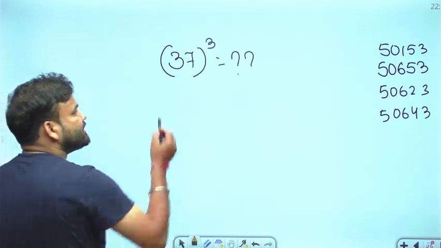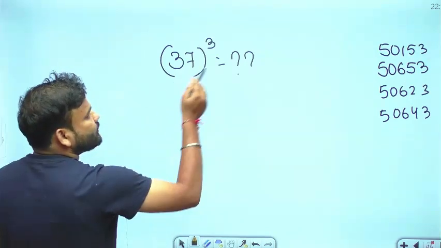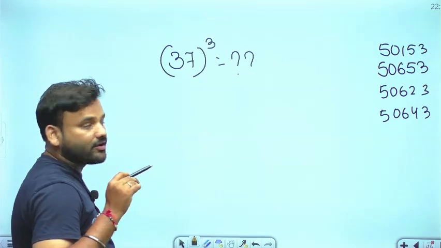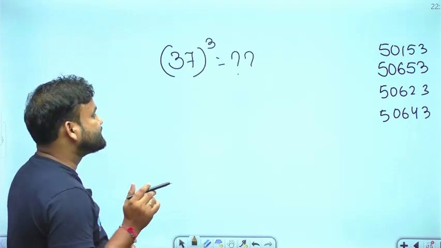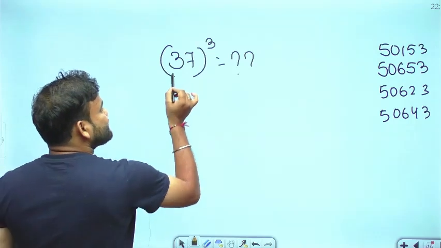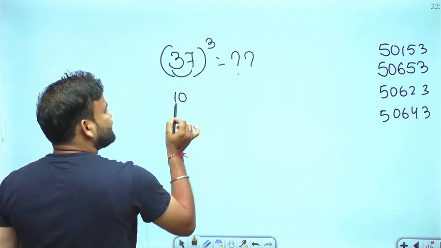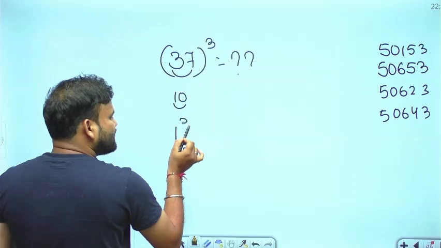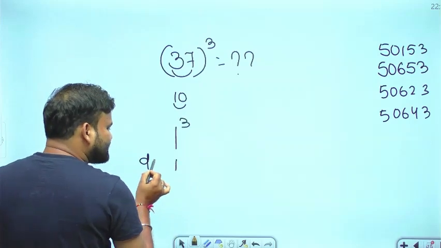Yes, 37. Oh my god. All the numbers have the same unit place, so I won't be able to do this via unit place. 37 is 3 plus 7, 10. 10 means 1, and 1 cube is 1. It means the digit sum will be 1.